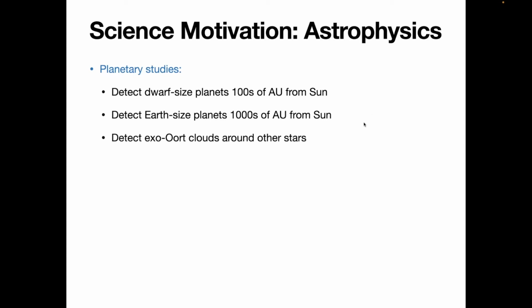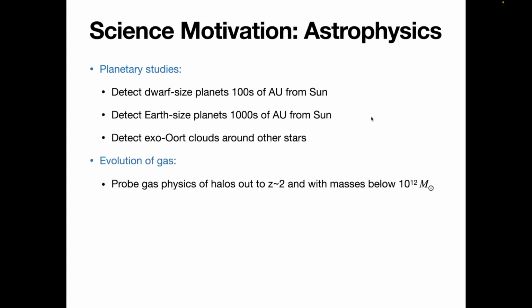And then we don't know for sure if there's an Oort cloud around our solar system. We could look around other stars and see if they've got some exo-Oort cloud by looking at the millimeter wave emission. Then, of course, for the folks interested in the SZ effect, because of the high resolution, we would probe gas physics out to halos of z=2 and with masses down to 10 to the 12 solar masses. So to really understand the evolution of the gas physics.